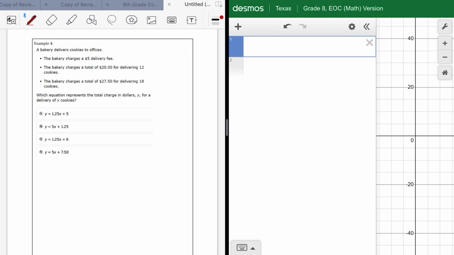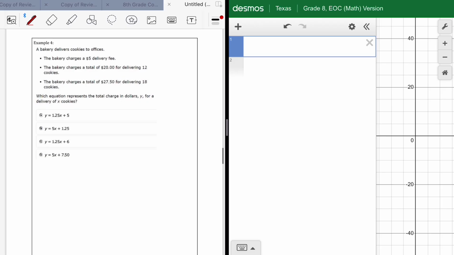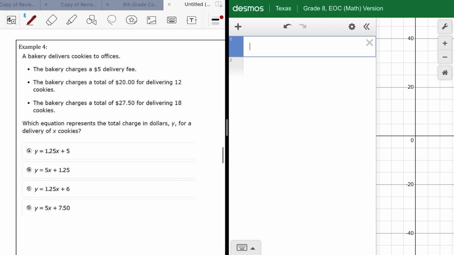We have example number 4, which should be very easy. Same thing, if you have a word problem, a baker delivers cookies to offices. The baker charges a $5 delivery fee. The baker charges a total of $20 for delivering 12 cookies. The baker charges a total of $27.50 for delivering 18 cookies. Which equation represents the total charge in $y? So y representing for the what? Dollars. So if you're going back, y should be what? $20.